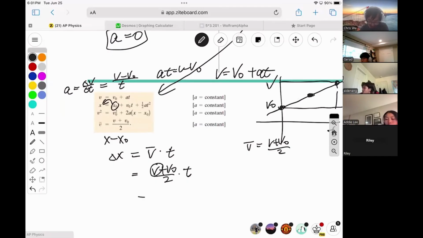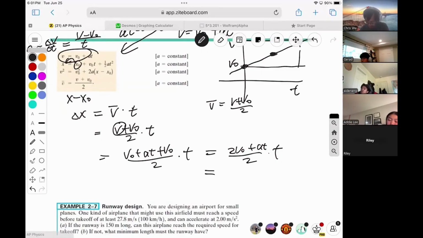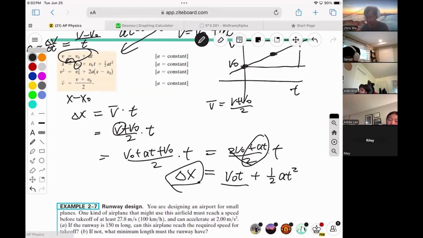And v here, plugging in the first equation that we have, is v naught plus at, plus v naught, over 2 times t. Guess what? This simplifies to 2v naught plus at, divided by 2, times t. And separate them out. v naught, this 2 will cancel, so v naught t plus this, there's nothing to cancel, so this becomes 1/2 at squared, and the left-hand side is delta x. So the change in the displacement is your initial velocity times time plus 1/2 acceleration times the time squared. Okay, so that's how that comes about.